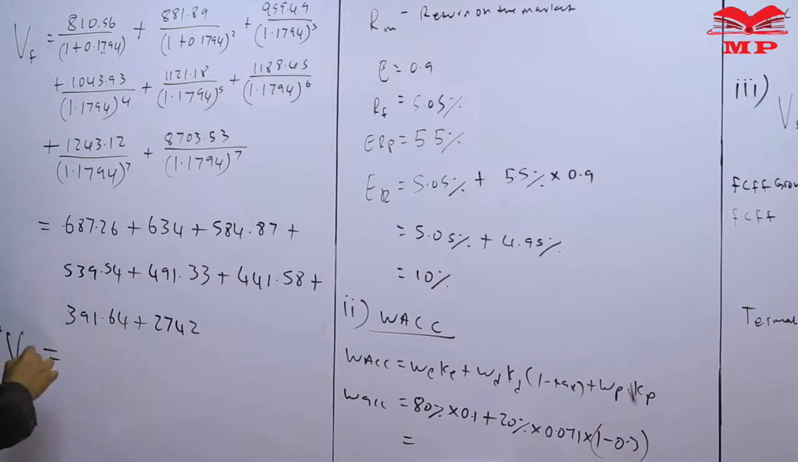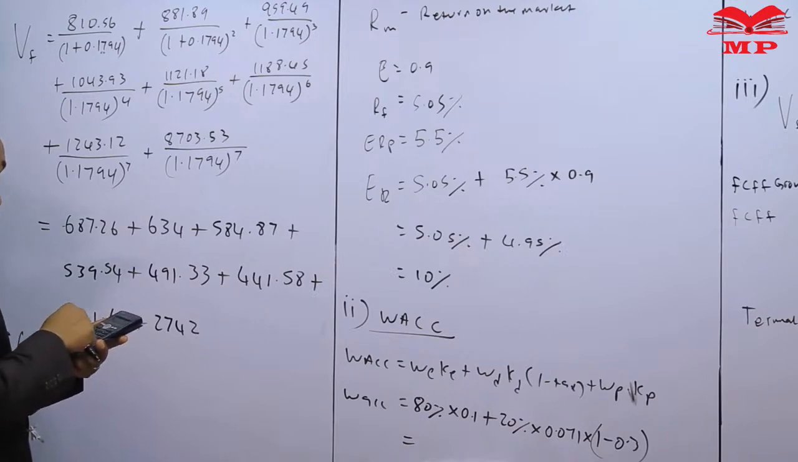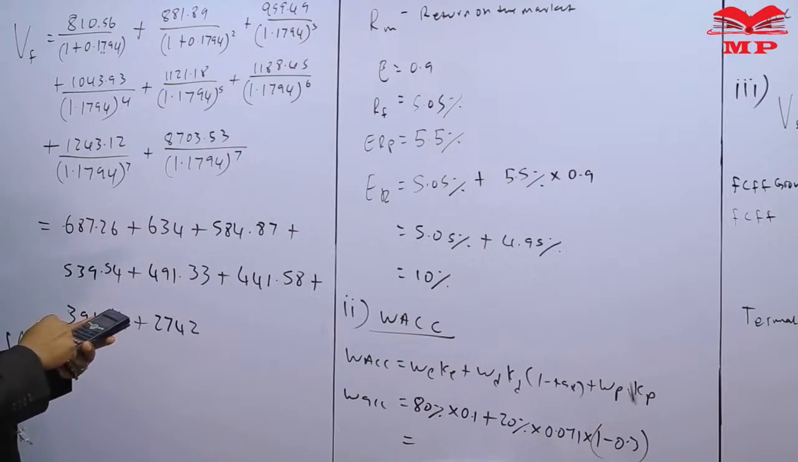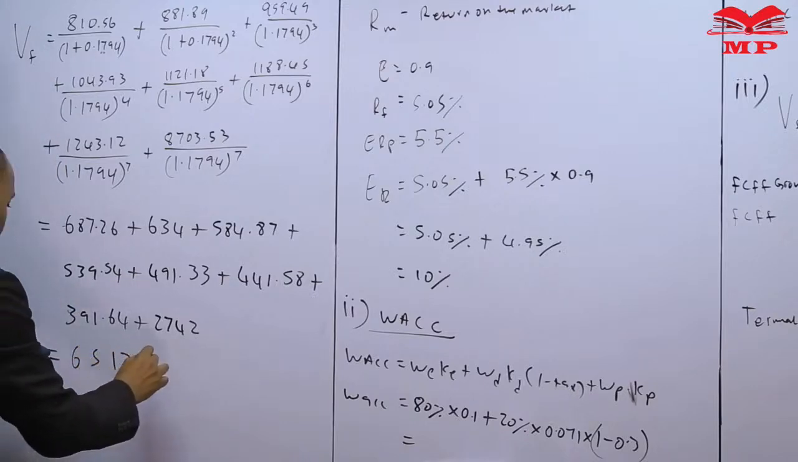2742.00. There. So getting the value of the firm, VF, we add up all of these values: 391.64 plus 441.58 plus 491.33 plus 539.54 plus 584.87 plus 634 plus 687.26, and we have 6512.22. So that is the value of the firm.